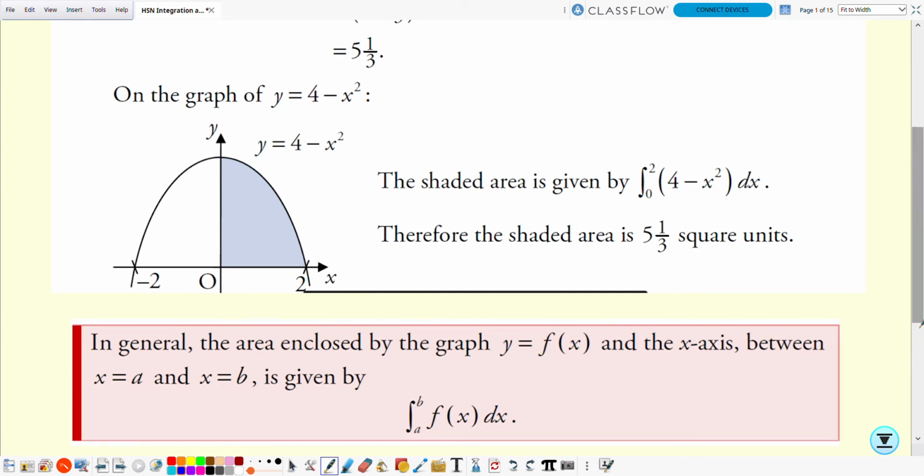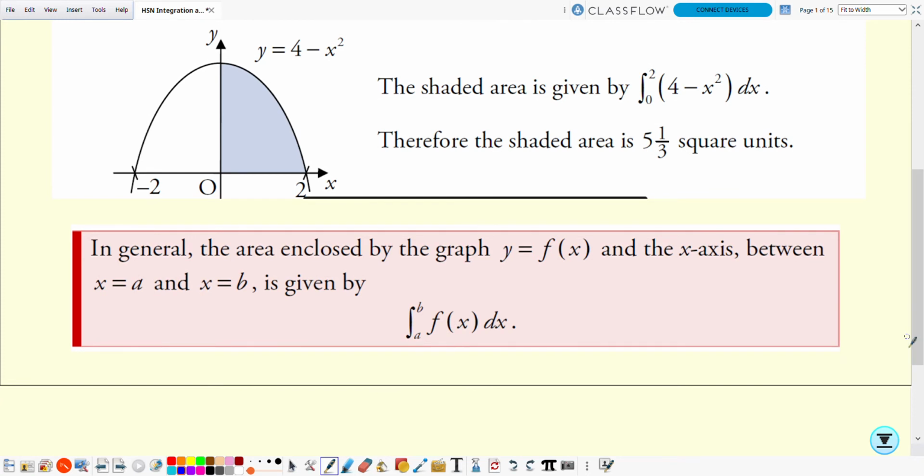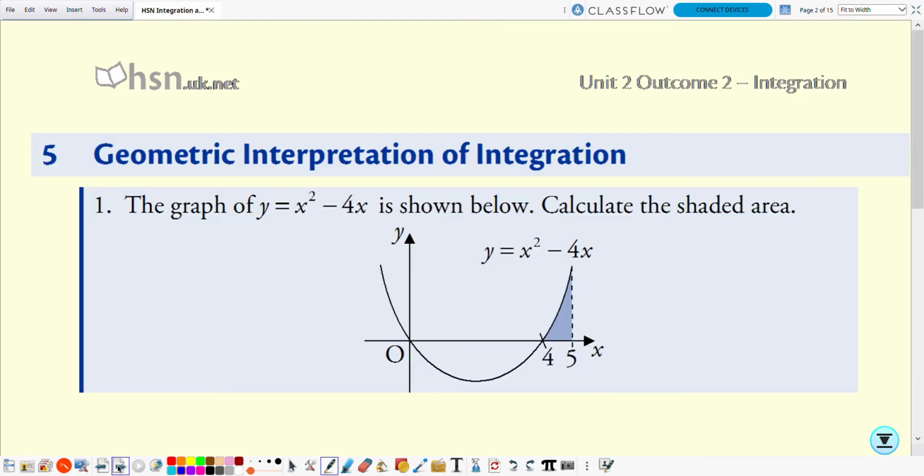x-axis. So in general, when you are working out an integral with limits on it in this way, you integrate the function and you will get a value for that. That value will be representative of the area enclosed by the graph and the x-axis. So in your notes, we'll have a look at the first example.